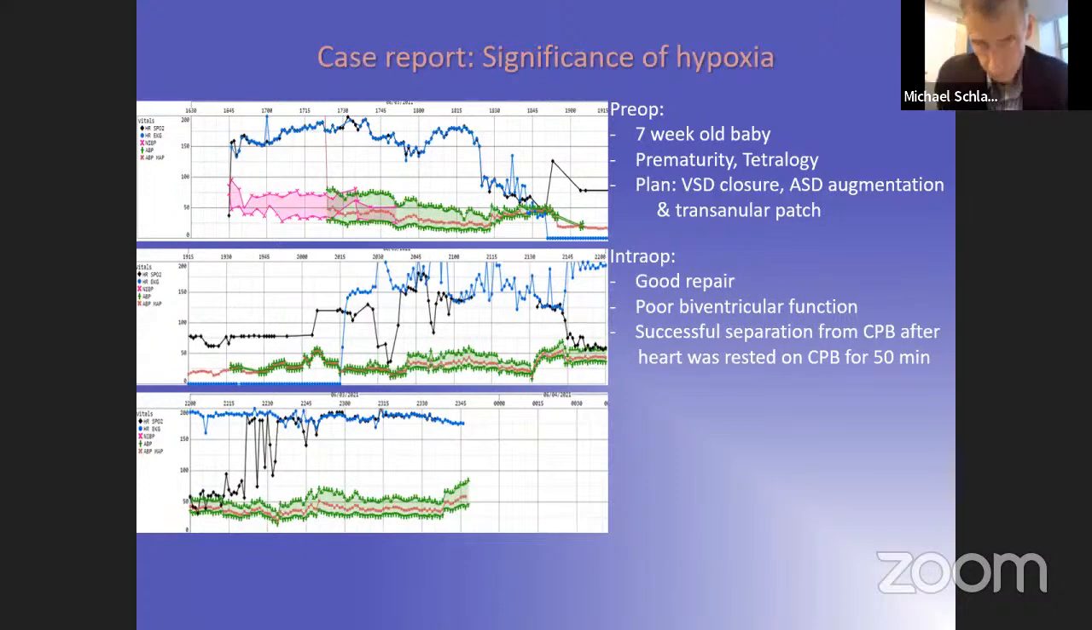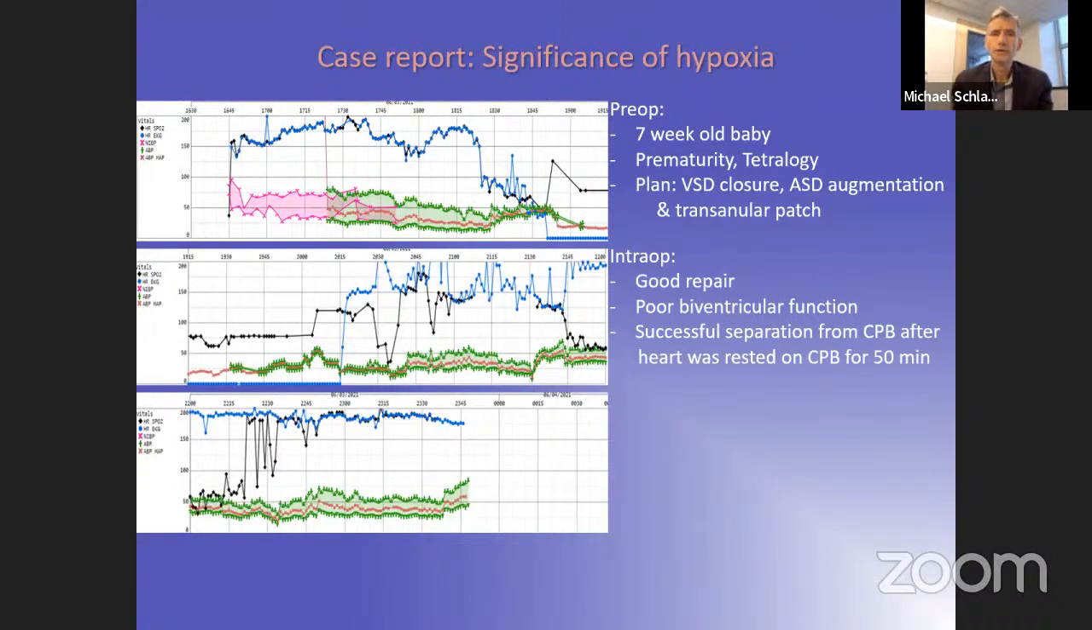So before I finish, and this is now, I promise, the last couple of slides, I want to present a case. This is now a cardiac case, so it's a little bit off topic, but it demonstrates the significance of hypoxia in patients with congenital heart disease. And I think that's one of the most important concepts in taking care of these patients, inside and outside the cardiac operating room.